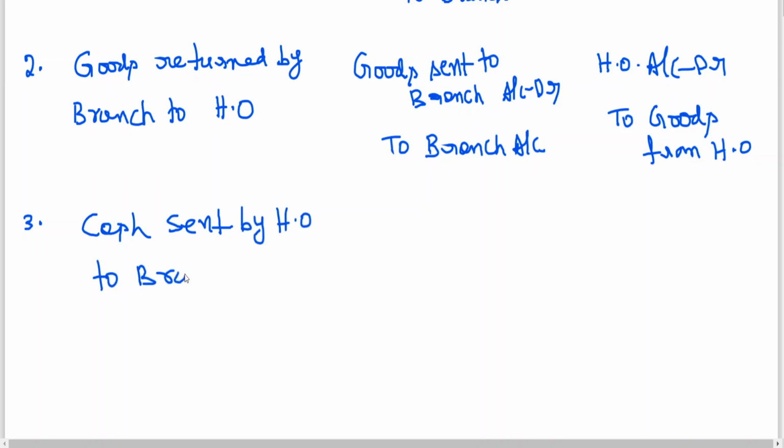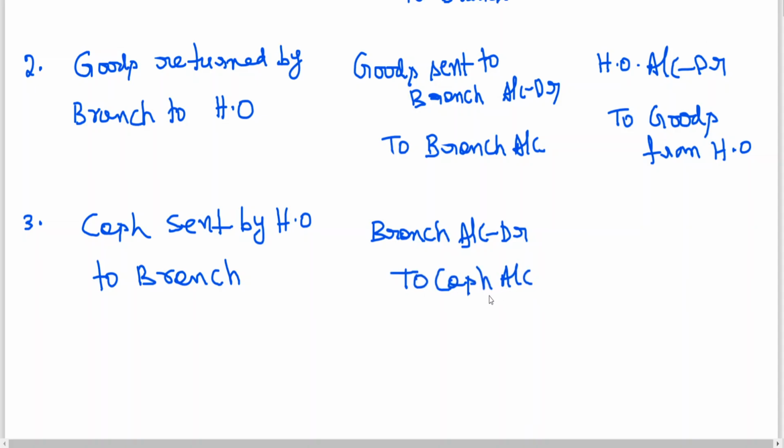Cash sent by head office to branch for meeting some expenses or certain things. The expense of the branch amount has to go from head office only, no? The entry will be branch account at R to cash account. Debit the receiver, what is going out, cash is going. Now here, what is coming in, cash? Cash account at R to head office account.